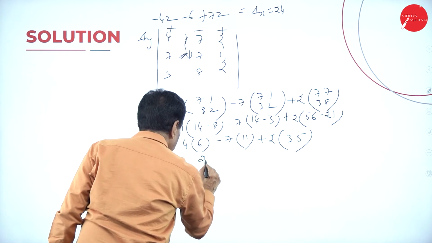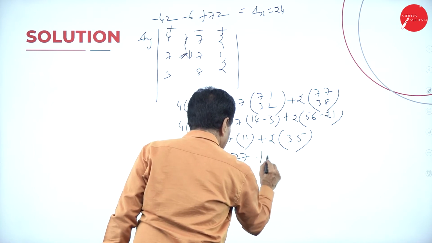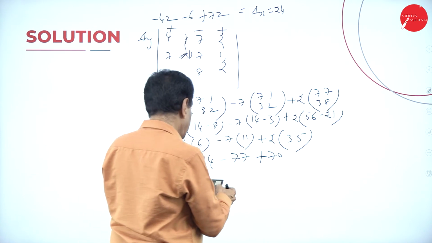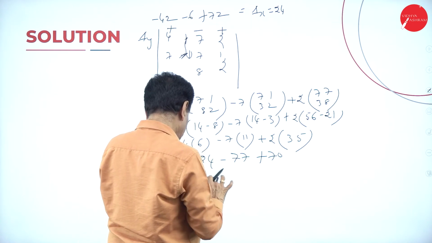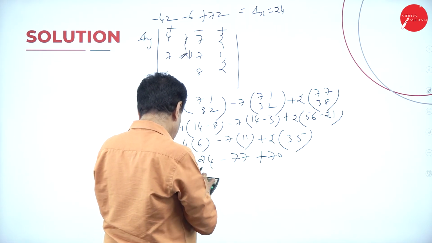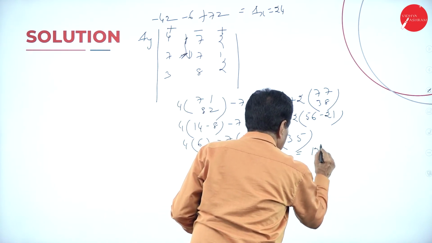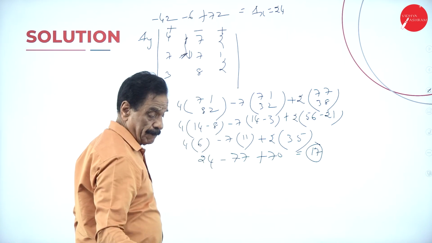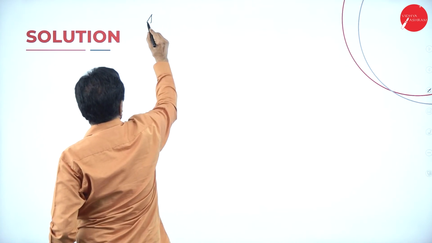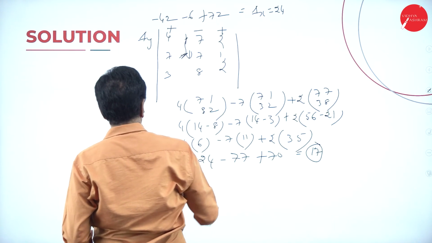This is 24 minus 77 plus 70. Simplify. 70 plus 24 minus 77. 70. Last one, delta Z. First one same, 473.